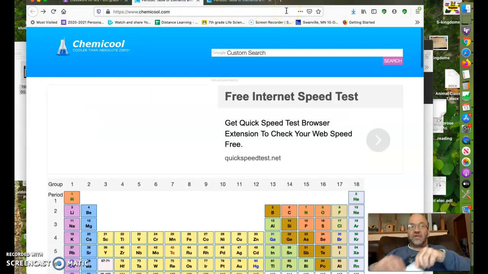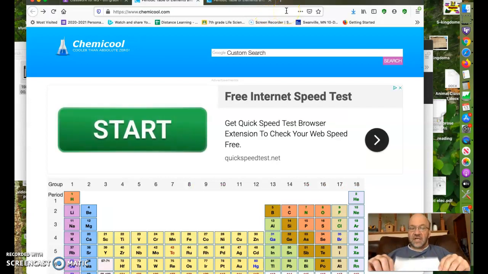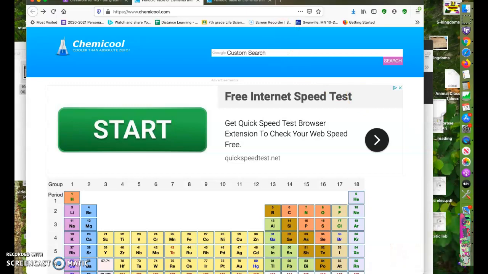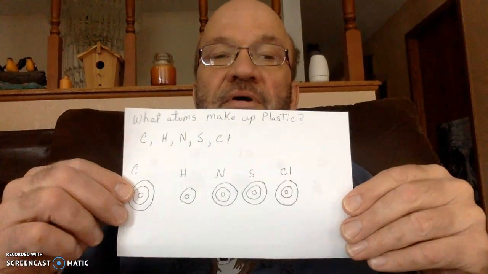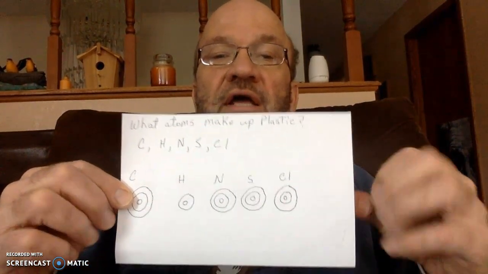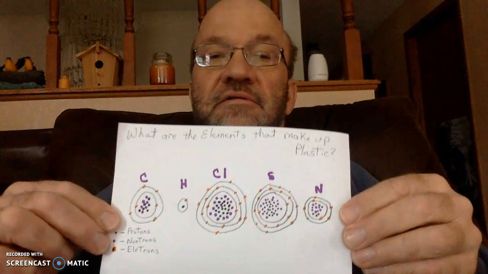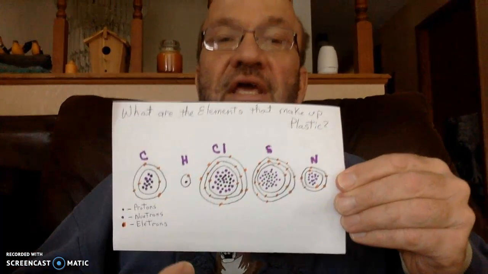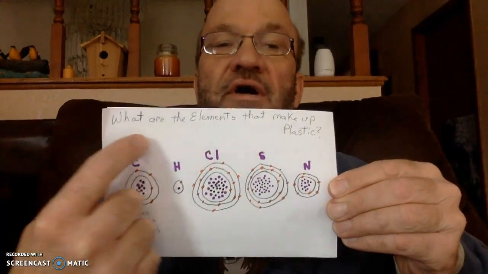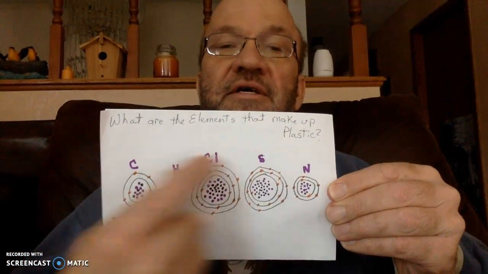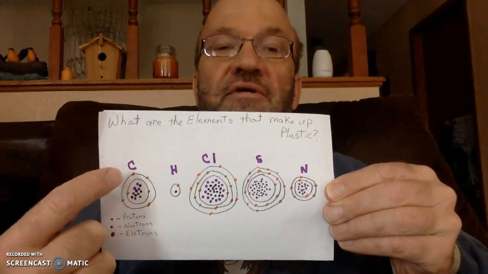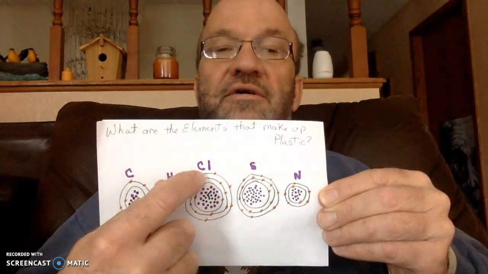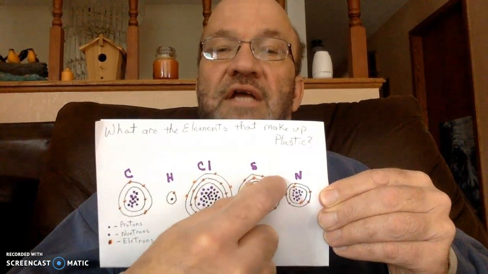And so what you're going to need today is a piece of paper that you can write down and draw atoms. This is your assignment. So for me, this was my assignment. What are the elements that make up plastic? So I Googled, what elements make up plastic? And those elements are carbon, hydrogen, chlorine, sulfur, and nitrogen.